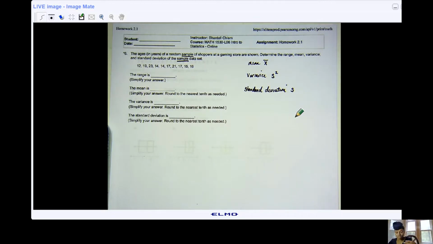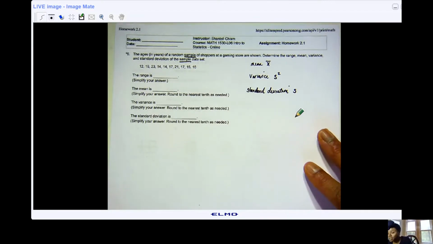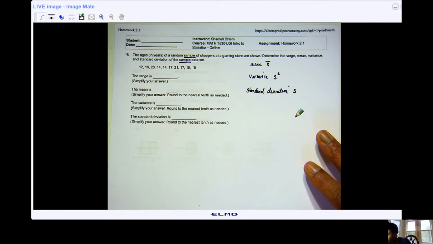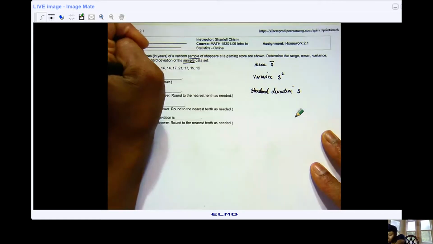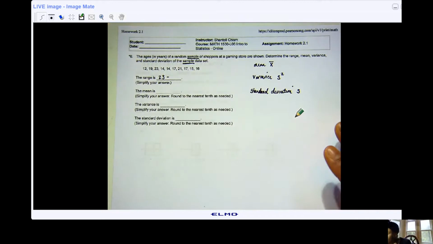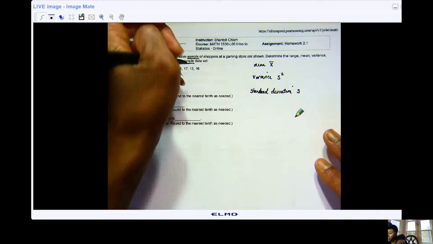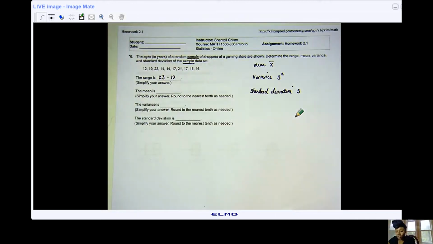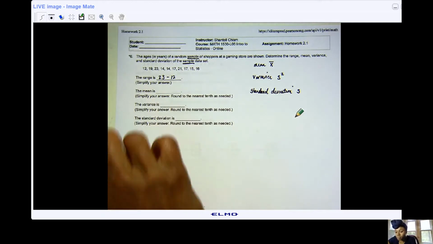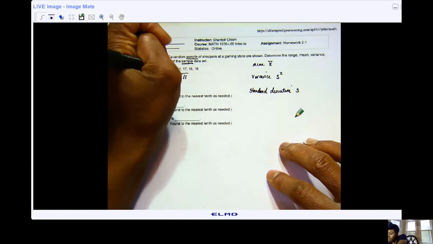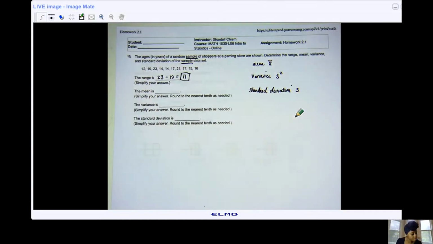So the range I have to get by hand. So the range, let's go ahead and see what the biggest number is and the smallest number is. So our biggest number looks like it's 23. Our smallest number, 12, I think. So 23 minus 12, what is that, 11? All right, so we have a range of 11. Got that. Okay. Now let's get everything else from the calculator.